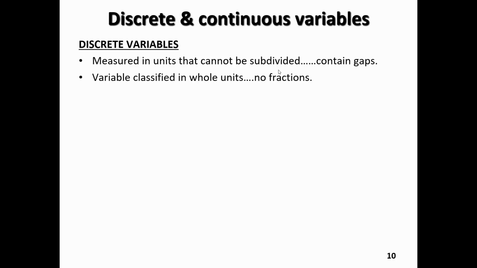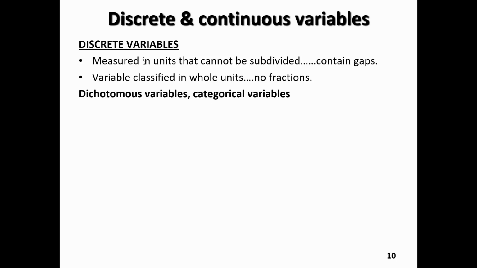Some more variables that need to be defined here include the difference between what's called a discrete variable and a continuous variable. The discrete variable is a variable that is quantified, but in terms of the units of quantification, those units cannot be subdivided, and as a result there are gaps in between the possible values in that variable. These variables are classified in whole units or whole numbers, and so do not take on fractions.